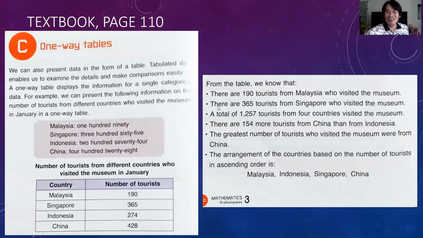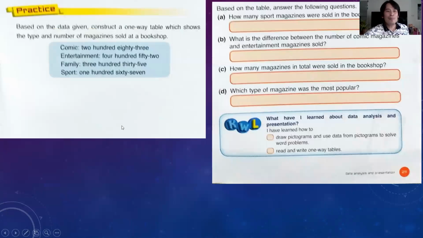Okay. Now let's go back to our lesson. So now on practice page 211, you have to draw. Get your pencils and draw. First, what should you do? You have to write the title, right? So what should be the title of this?